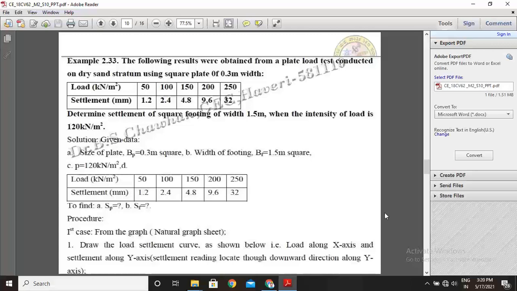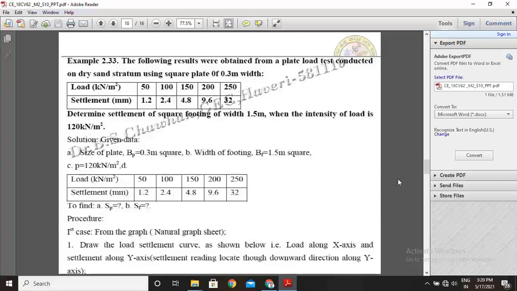Solutions. Given data. Size of plate, BP equal to 0.3 meter. Width of footing, BF equal to 1.5 meter. Load is given, 120 kilonewton per meter square, intensity of load P. And load and settlement are given in tables. To find settlement of plate, SP equal to how much, and foundation settlement SF equal to how much. So this is the most important problem.